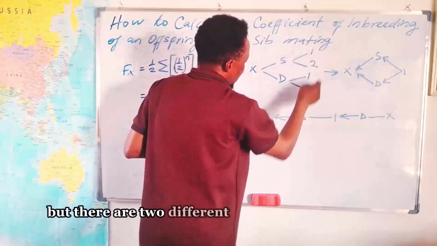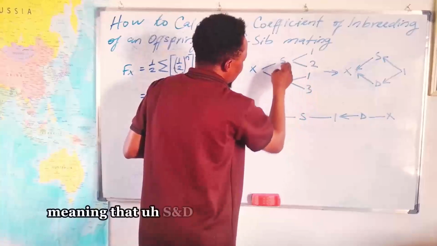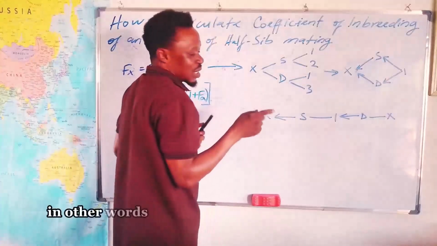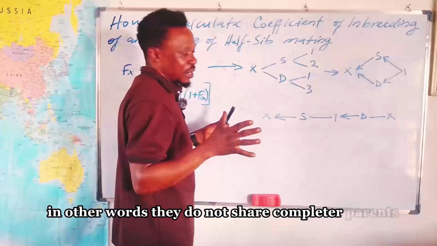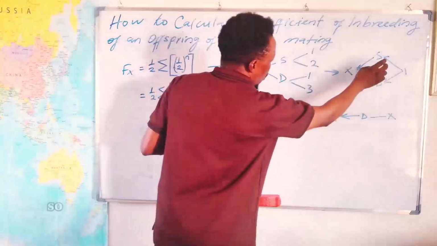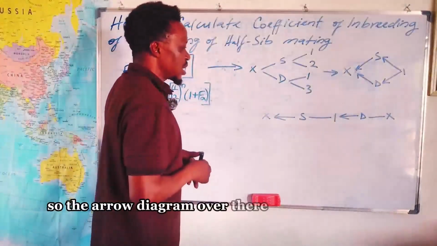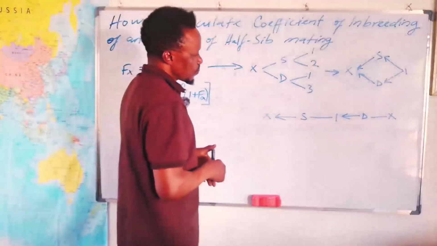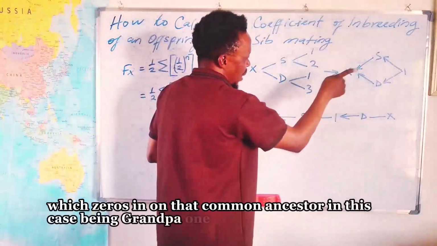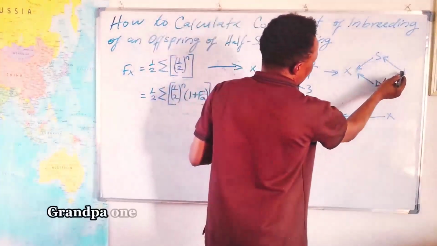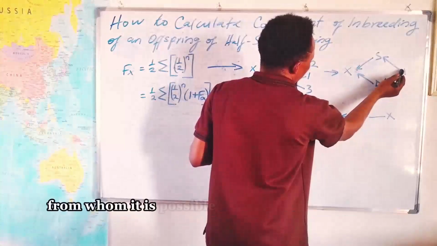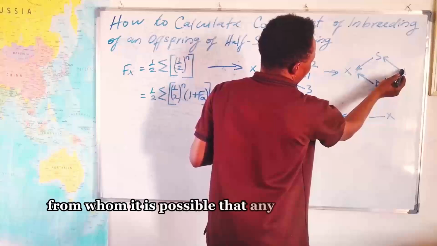But there are two different dams, meaning that S and D are siblings, but they are half siblings. In other words, they do not share complete parents. They just share one parent. So one parent is common to both of them. The arrow diagram over there simplifies this pedigree diagram, which zeroes in on that common ancestor, in this case being grandpa 1.